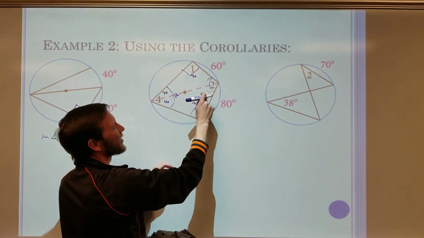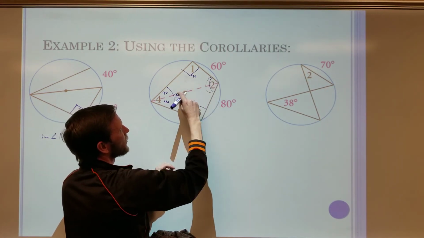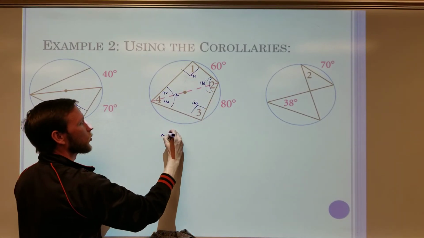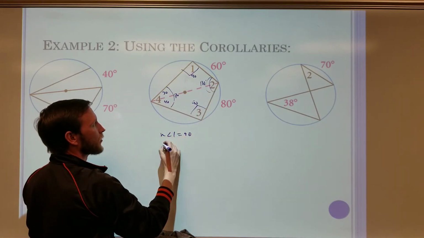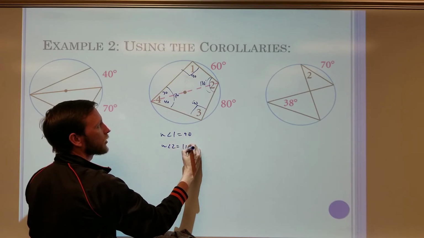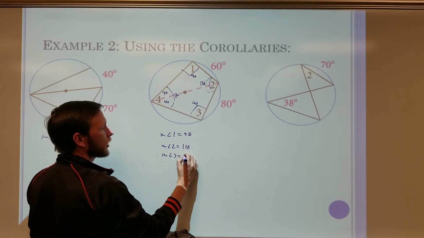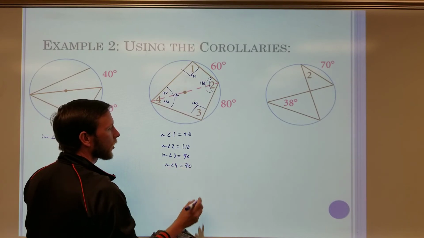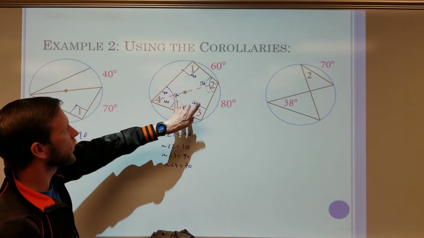And so this is going to be 110, because these are supplementary. So the measure of angle 1 is 90. The measure of angle 2 is 110. The measure of angle 3 is 90. And the measure of angle 4 is 70. All right?